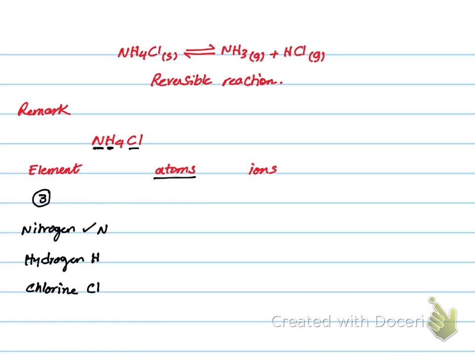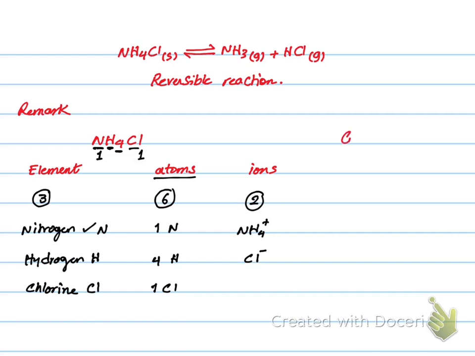How many atoms are there in ammonium chloride? There is 1 nitrogen atom, 4 hydrogen atoms, and 1 chlorine atom. So there are 6 atoms inside ammonium chloride. How many ions are there in ammonium chloride? Ammonium is an ion and chloride is an ion. So there are 2 ions in ammonium chloride: ammonium ion and chloride ion.